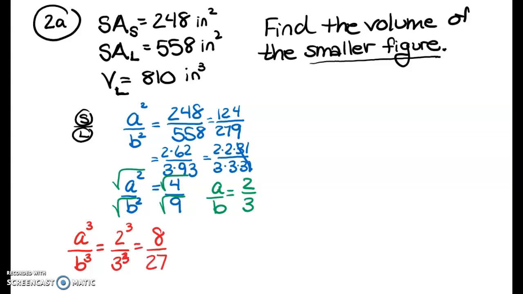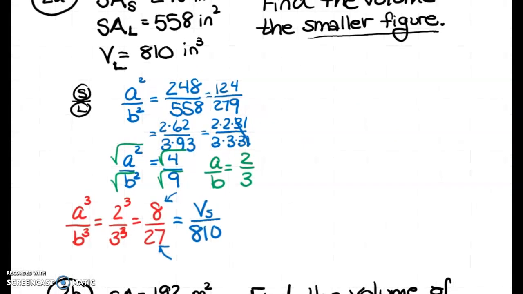And now I can set up my proportion. So this is my small number on top and my large number on the bottom. I don't know my volume for my small guy, but I do know my volume for my large guy. So now this is where I can just cross multiply. 8 times, and you might need to break out your calculator, 8 times 810 is 6,480, and that is going to equal 27 times the volume of my small guy.